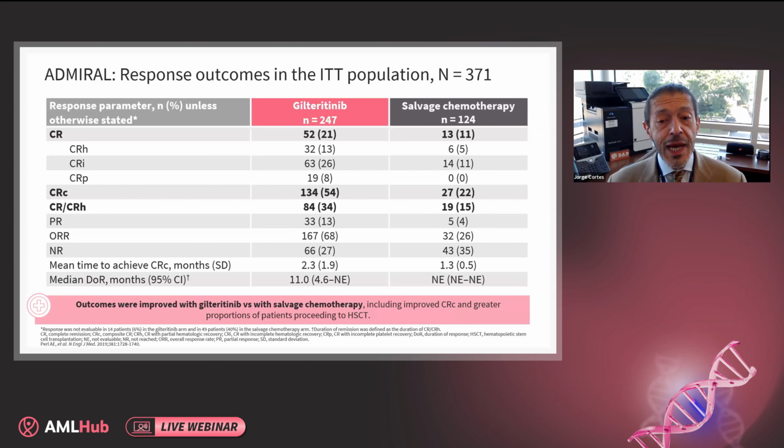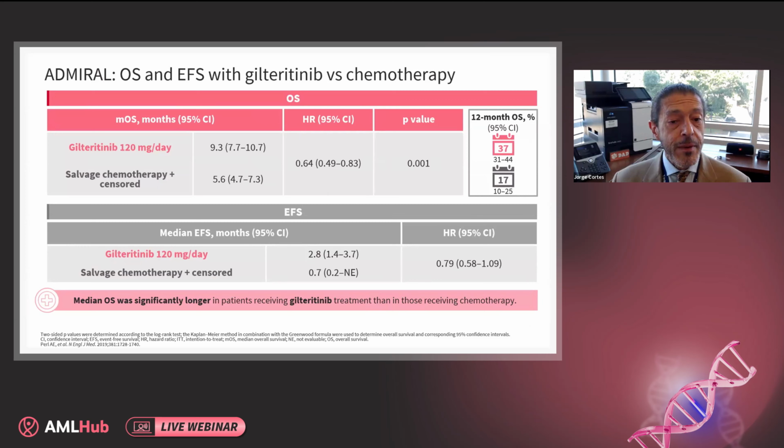But more important, looking at the overall survival in the next slide, you can see that the survival was also significantly better for gilteritinib, with a median of 9.3 compared to the median of 5.6 for the patients with the salvage chemotherapy. In this study, there was a trend in favor of gilteritinib for the event-free survival, although it did not reach statistical significance. So this study, however, led to the approval of gilteritinib for this indication, and that is how gilteritinib is approved right now for refractory relapsed FLT3 mutated AML.